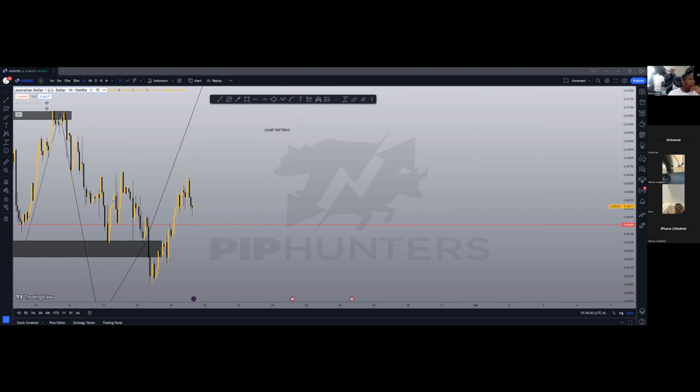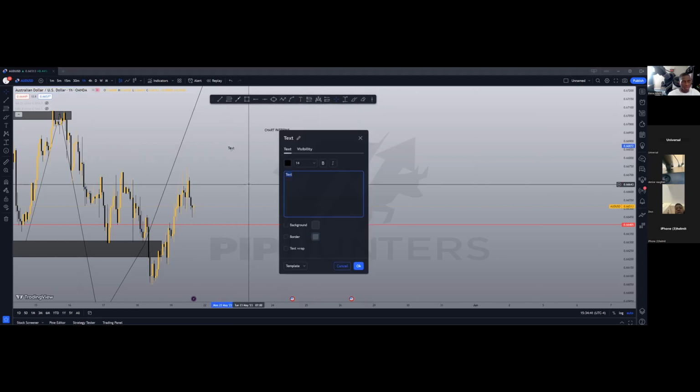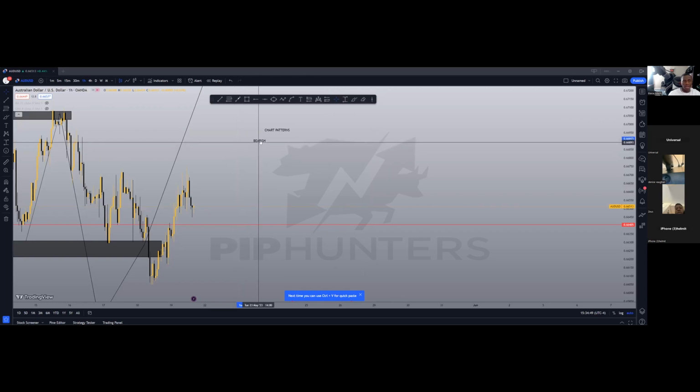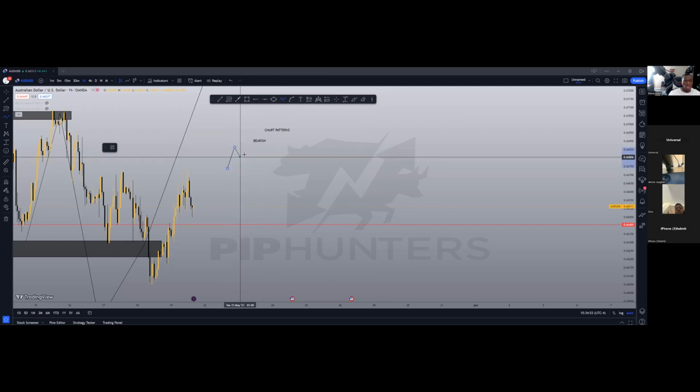Give me one second, let me pull out my notes. We'll start off with the bearish chart patterns. One of the simplest bearish chart patterns that you always find is what is called the double top. And in this double top, there are literally different types.